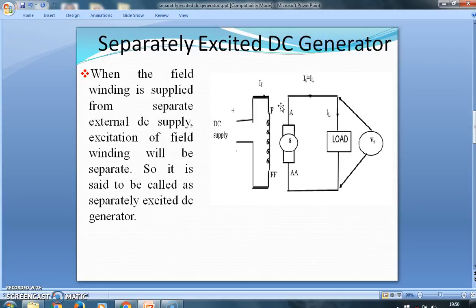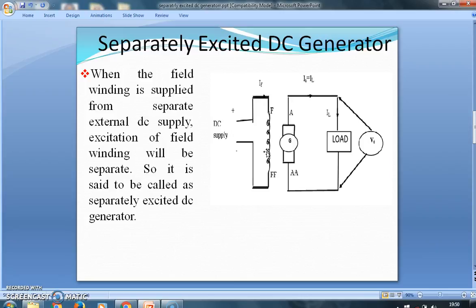If you consider a separately excited DC generator, from the circuit you can observe that the field winding is supplied from a separate external DC supply, so the excitation of the field winding is separate. Hence it is called a separately excited DC generator. The field winding of this type of generator has a large number of turns of thin wire, so the length of such winding is high with less cross-sectional area. So the resistance of this winding is high in order to limit the field current.